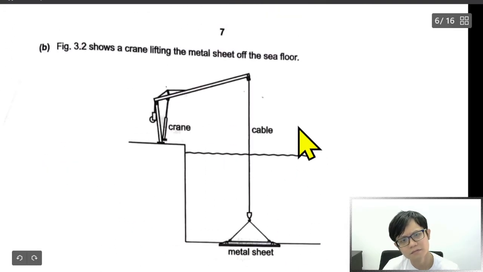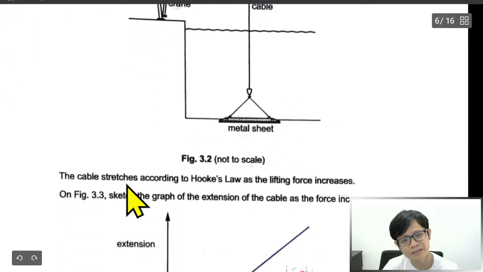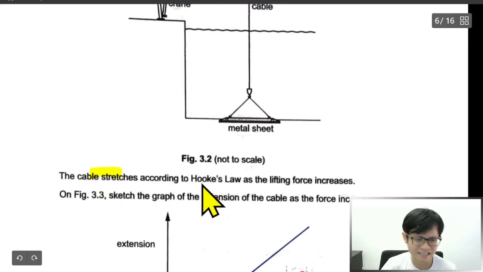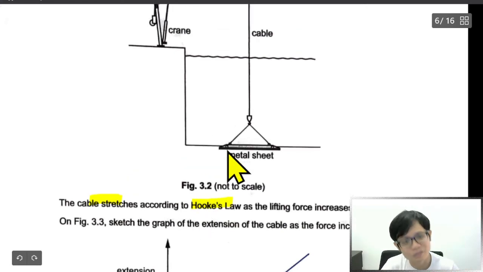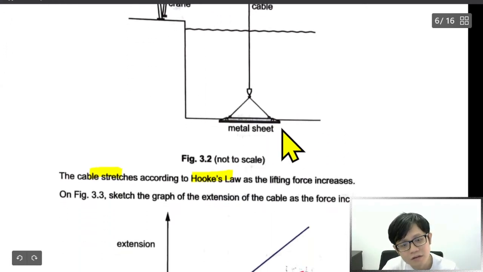But one thing I feel weird is the use of a cable. The cable stretches according to Hooke's law. What? I mean, a cable can stretch, maybe a little bit, unless you want to use a rubber cable. So I feel weird why he said the cable wants to stretch.